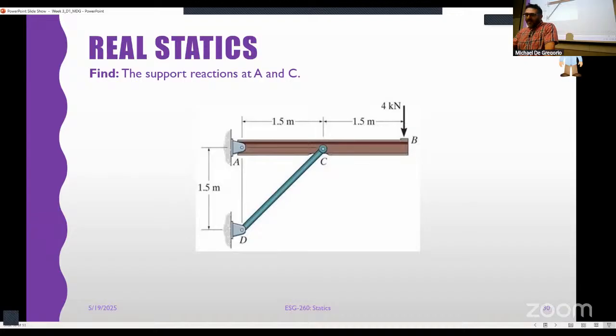So CD is a short link, right? Meaning that we have one force that travels along the length of the link. Point D specifically is a pin. Pins have two reactions. So that's the main difference there, right?